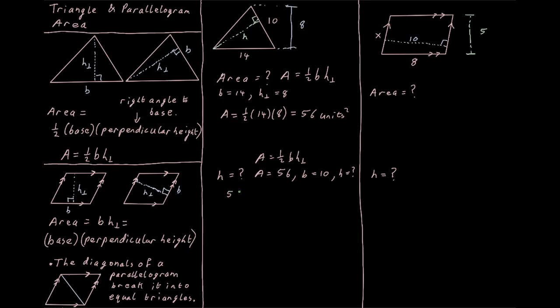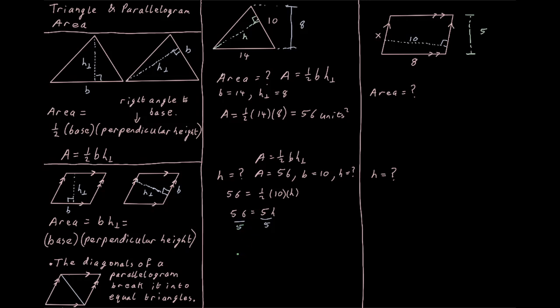I have 56 for the area. It's going to be a half times 10 for the base times the height that I'm looking for. Everything in brackets, I can multiply half by 10 and get 5. So I have 5 times the height is going to be 56. And now I just need to divide both sides by 5. 5 divided by 5 would give me 1, so that would give me 1 of the height.